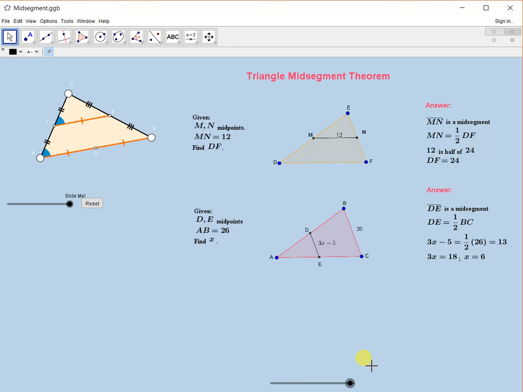So 26 times 1/2 is 13. If we're solving for x, we have to move the 5 over to the opposite side by adding it. So 13 plus 5 is 18. We have 3x equals 18. Solving for x by dividing by the number in front of the x gives us that x equals 6, since 18 divided by 3 is 6.